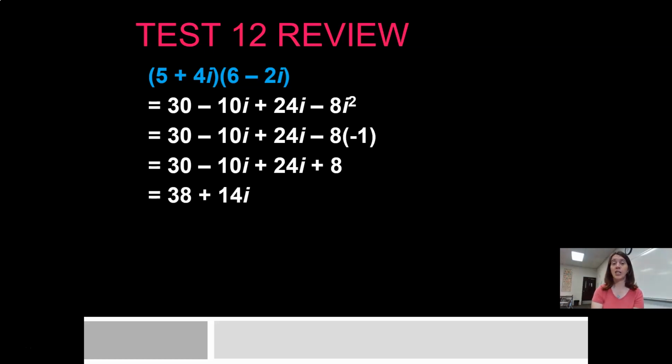And then the 2 imaginary parts, negative 10i plus 24i is positive 14i. The number is in that correct complex number format of the real part first and then the imaginary part behind it. So I would go ahead and leave my answer just like that. So that will be questions 3 and 4 with the 2 kinds of multiplication problems that you will face on Friday.